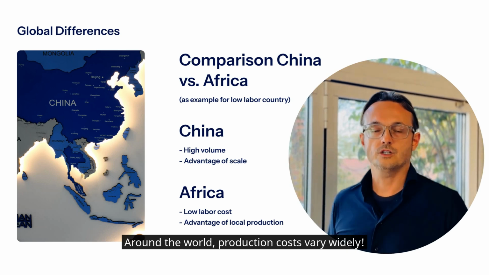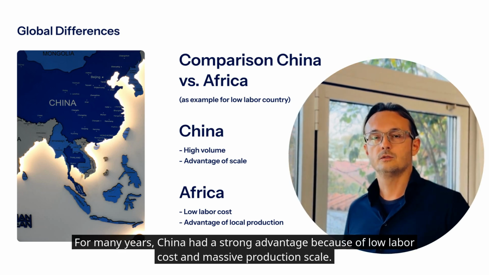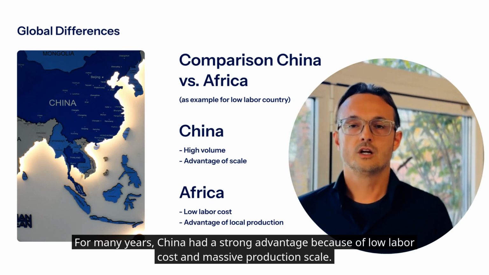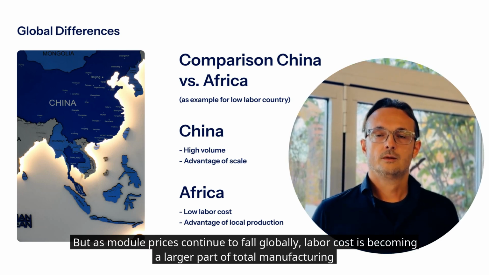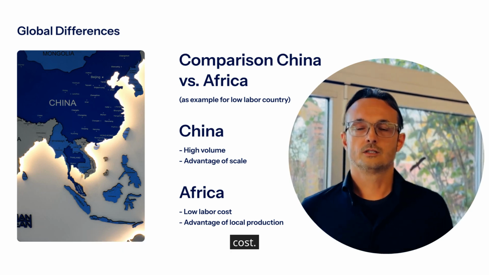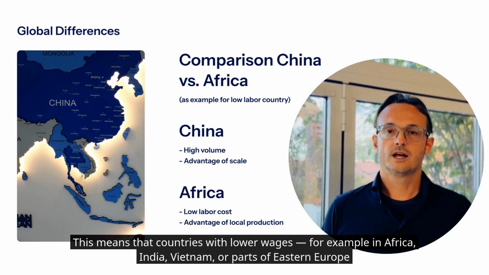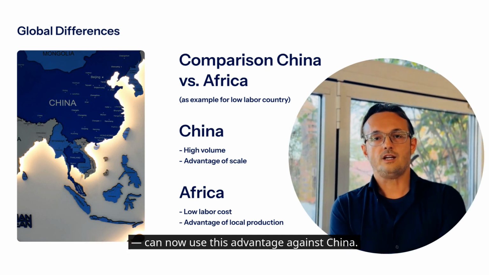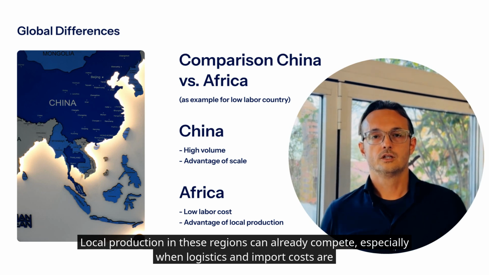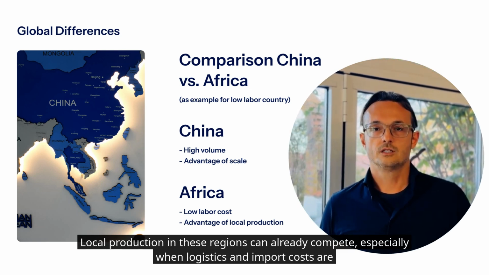Around the world, production costs vary widely. For many years, China had a strong advantage because of low labor cost and massive production scale. But as module prices continue to fall globally, labor cost is becoming a larger part of total manufacturing cost. This means that countries with lower wages, for example in Africa, India, Vietnam, or parts of Eastern Europe, can now use this advantage against China. Local production in these regions can already compete, especially when logistics and import costs are considered.